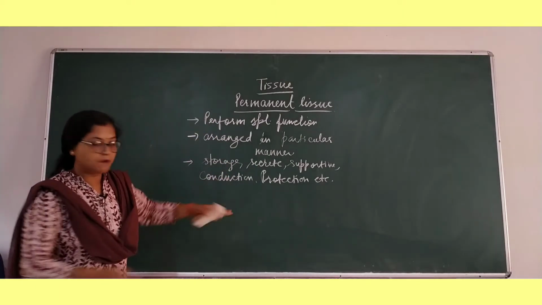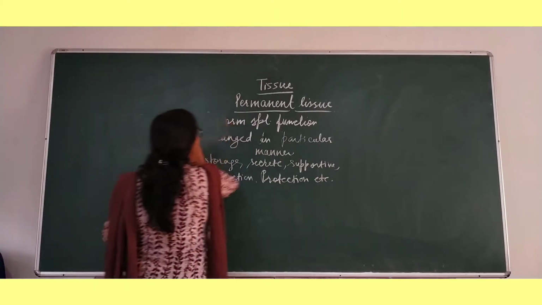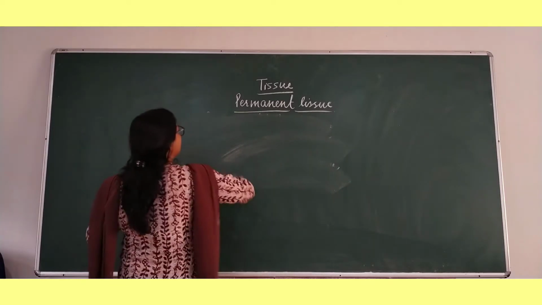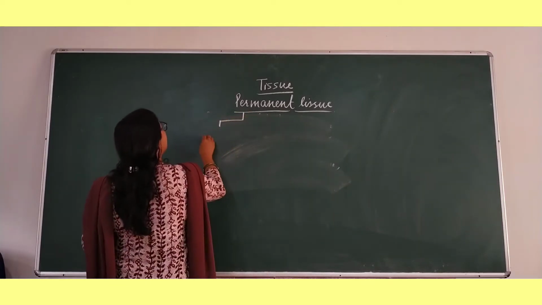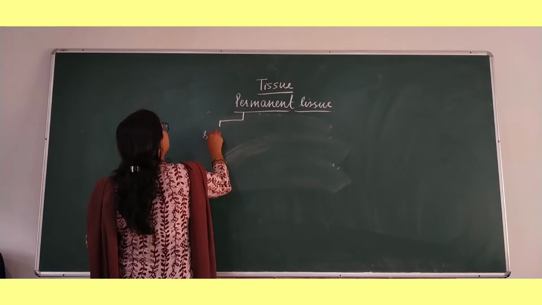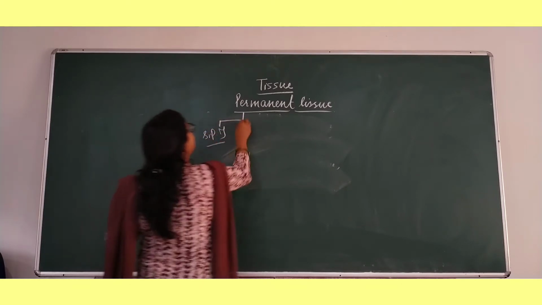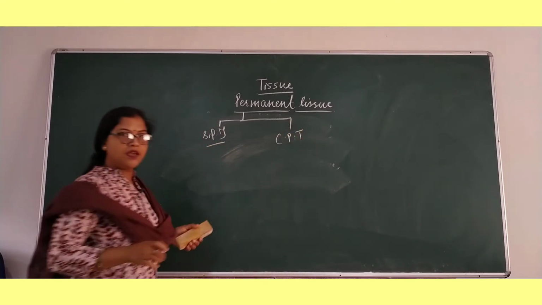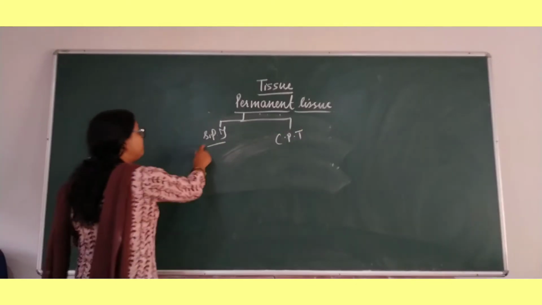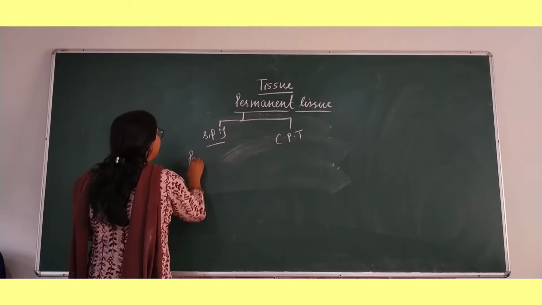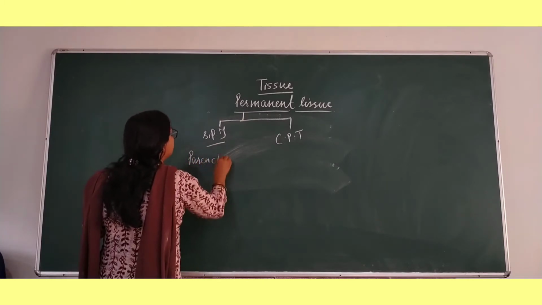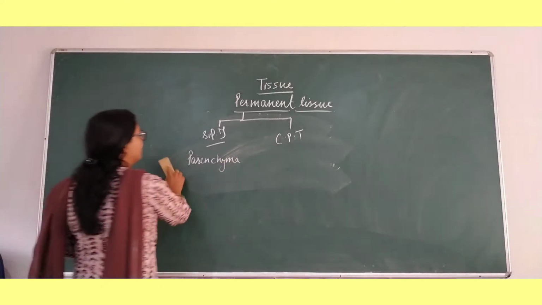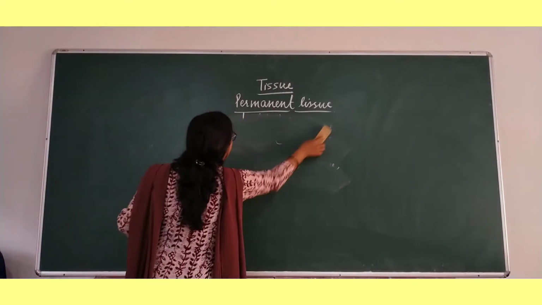Permanent tissues are mainly of two types. The first type is simple permanent tissues, and the second one is complex permanent tissues. Today I am going to explain about the simple permanent tissues, and only one part of these, that is parenchyma. So let us know about the parenchyma first.